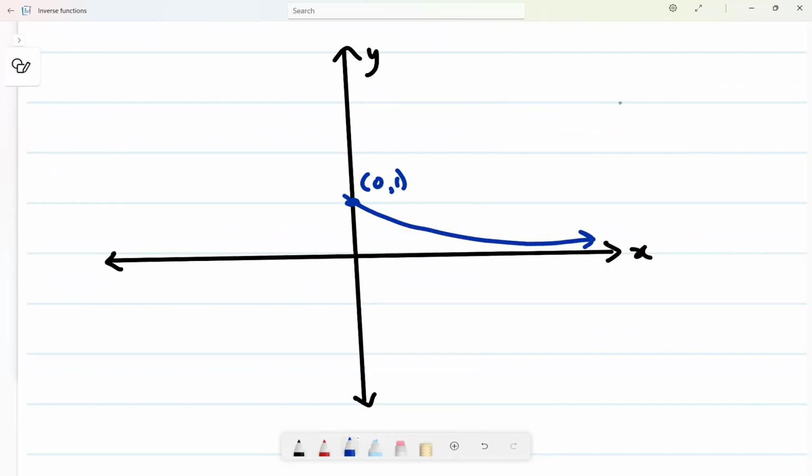It will approach that, but won't touch. This is my f of x. Okay, cool. We are saying that we are shining. But how can I draw the inverse function? How can I draw the inverse function?